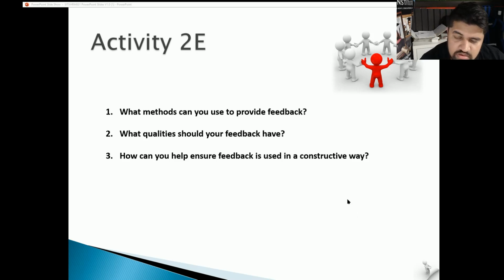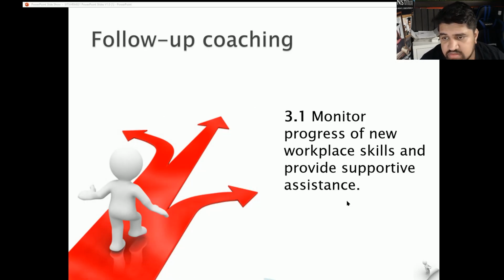Alright, so complete that. Once you're done, return to the lecture and we can move on to the next one. 3.1. Monitor progress of new workplace skills and provide supportive assistance.